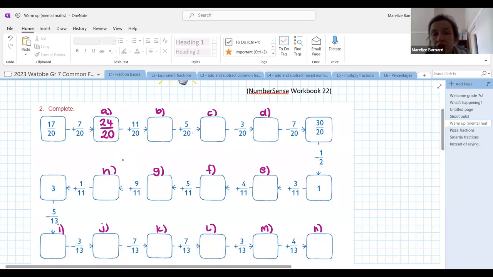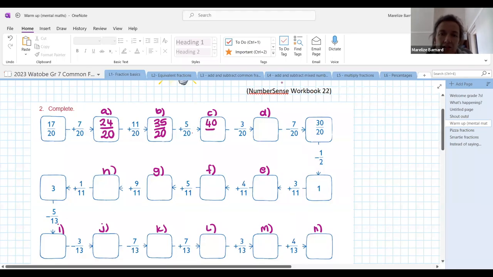Today we're also not going to be too concerned about simplifying or anything like that. We're just going to keep adding. So if I do the next one with you, I've got 24 twentieths, and now I'm going to add 11 twentieths to it. 24 of them plus 11 of them, how many twentieths do I have? Now there's 35, that's right, 35 twentieths. And if I put another 5 with that, so 35 plus another 5 twentieths, now I have 40.